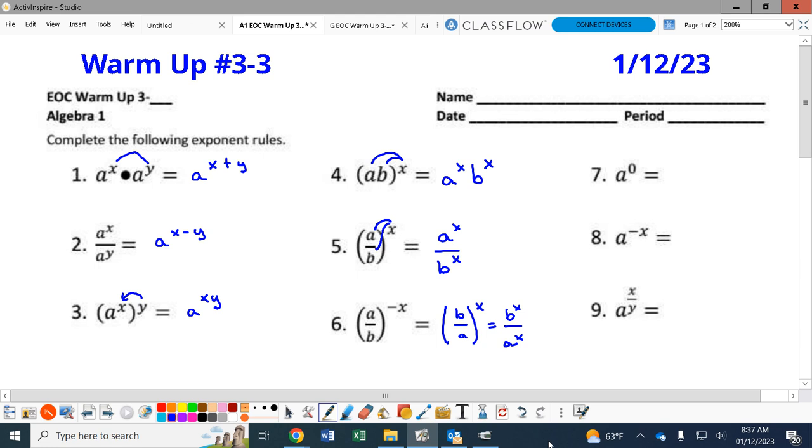Okay, guys, any number other than 0 raised to the 0 power, any number raised to the 0 power that's not a 0 already is going to be what? 1.